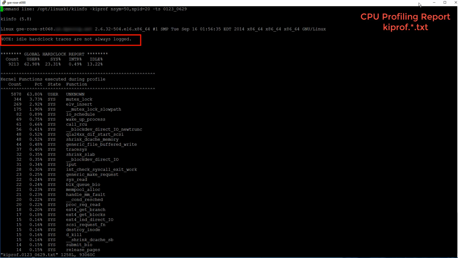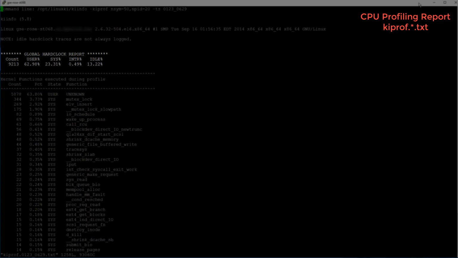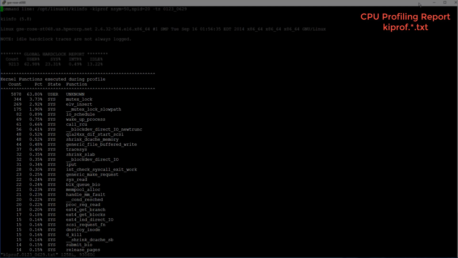The first section provides a summary of where the hard clock trace events occur, whether it's in the user code, system code, interrupt code, or it's idle. The second section provides the kernel functions where the hard clock trace events occurred. This section can help identify hot kernel functions. Note that all the user functions are collected and listed as unknown.